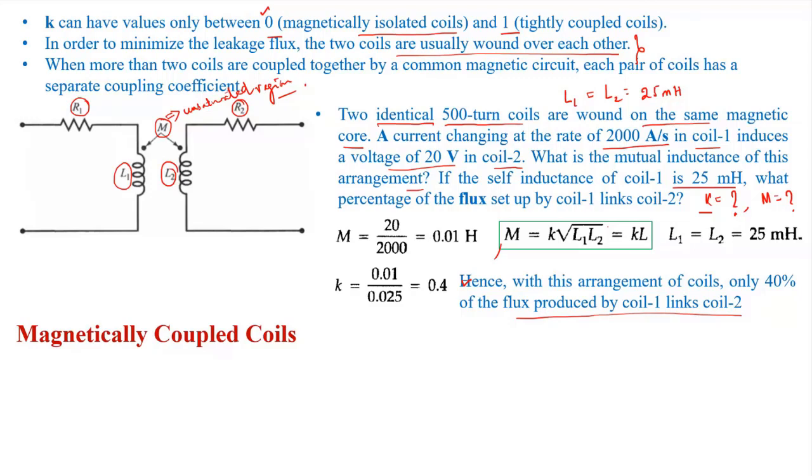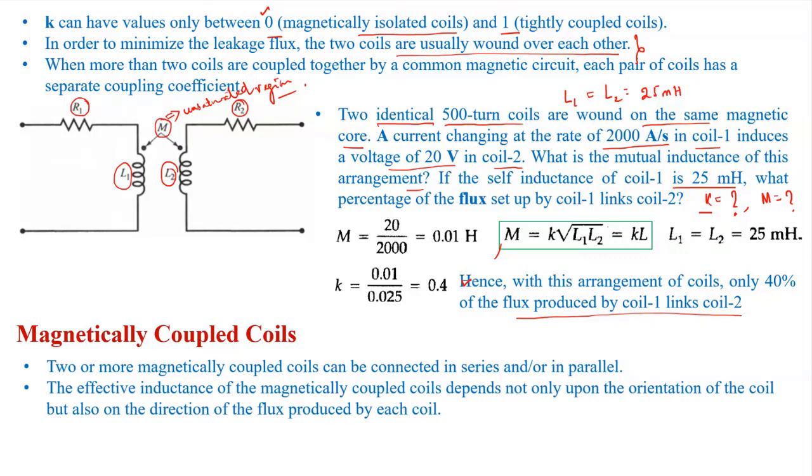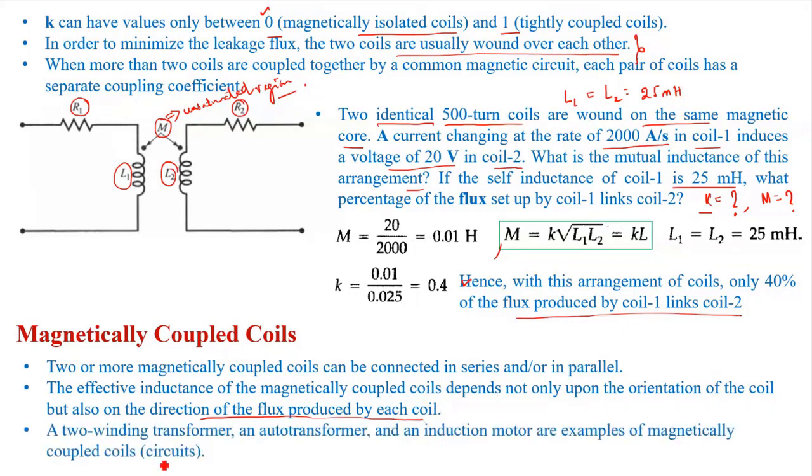Now let us see the magnetically coupled coils. There are two or more magnetically coupled coils that can be connected in series or in parallel. When they are connected in series or parallel, what happens? How will we calculate the net inductance? Let us see. The effective inductance of the magnetically coupled coils depends not only upon the orientation of the coil but also the direction of the flux produced by each coil. A two-winding transformer, auto transformer, and induction motor are examples of such magnetically coupled coils. The coils are connected sometimes in series, sometimes in parallel. So we'll see. Unless we know this analysis, we cannot properly do the analysis.